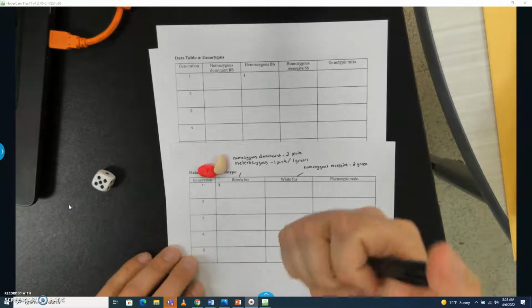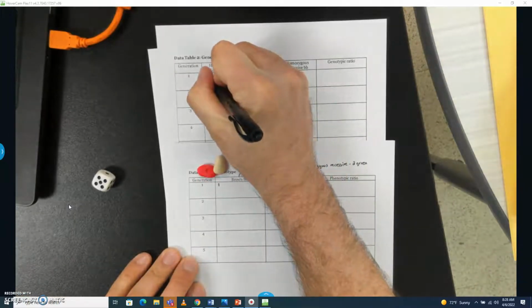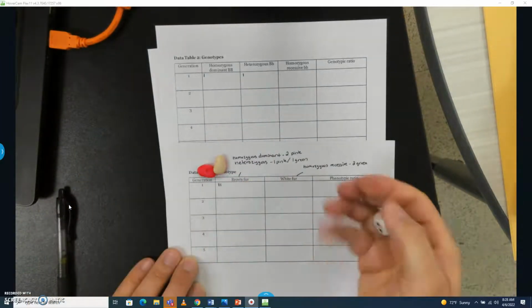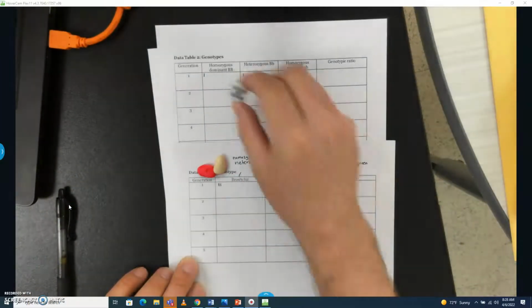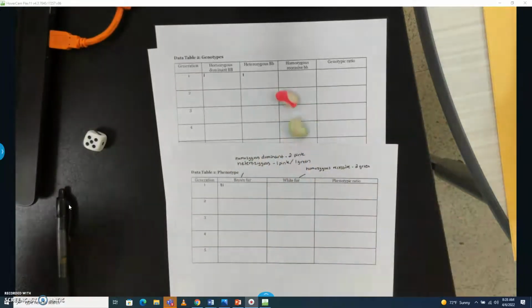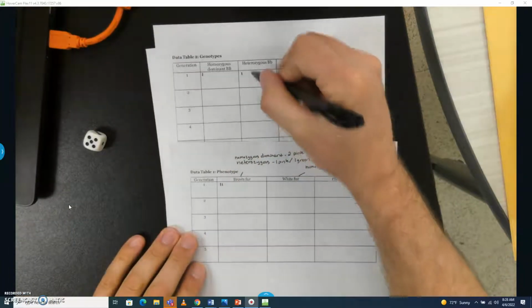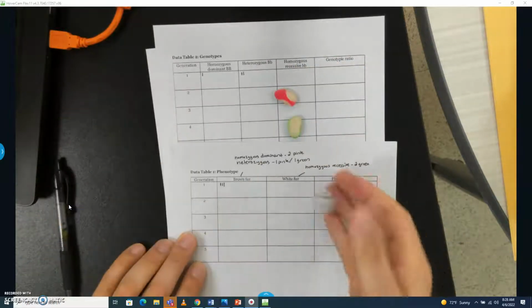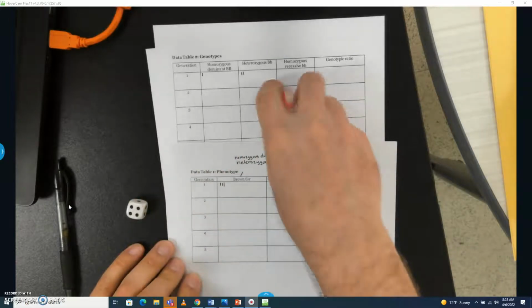I got 2 pinks. That's homozygous dominant. And it is a brown furred mouse. Let's see if the mouse lives or dies. Rolled a 5, it lives. Set it off to the side with the other beans because they lived. Heterozygous, brown, live or die, live, set it off to the side. Okay, let's get another one.